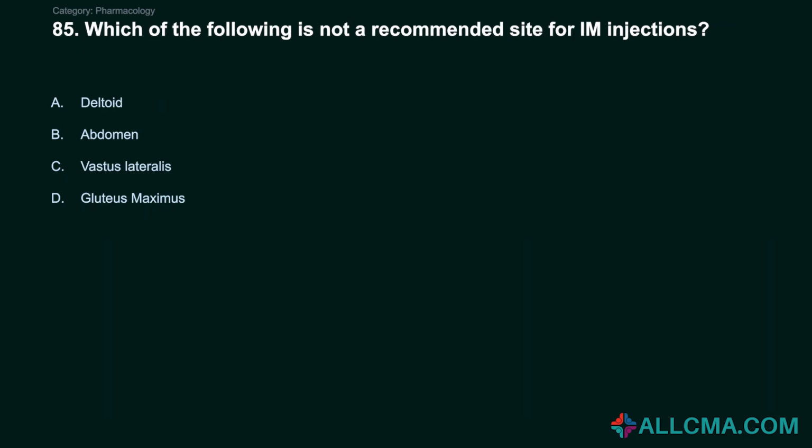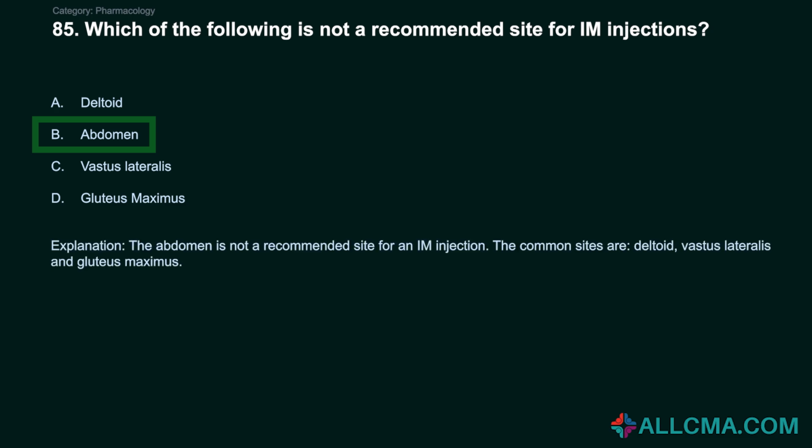85. Which of the following is not a recommended site for IM injections? A. Deltoid. B. Abdomen. C. Vastus lateralis. D. Gluteus maximus. Correct answer, B. Abdomen. The abdomen is not a recommended site for an IM injection. The common sites are deltoid, vastus lateralis, and gluteus maximus.